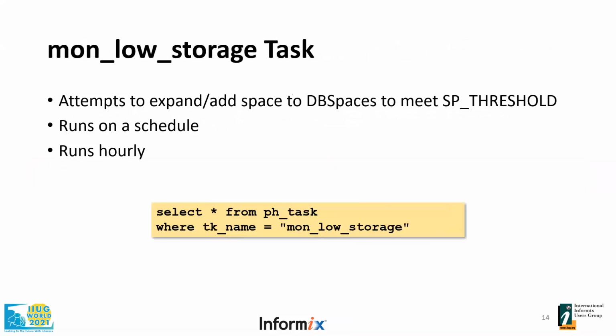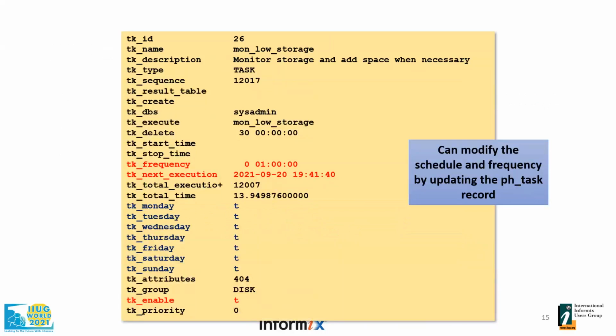Now, when Informix reviews the spaces to see if it can expand any, that's all performed by a built-in task, mon_low_storage. It's in the ph_task table. It runs on a schedule, and by default it runs hourly. So every hour it will wake up, review all the DB spaces, and check whether it needs to stretch any out to meet our SP_THRESHOLD. And this is the record itself in sysadmin, in ph_task, mon_low_storage.